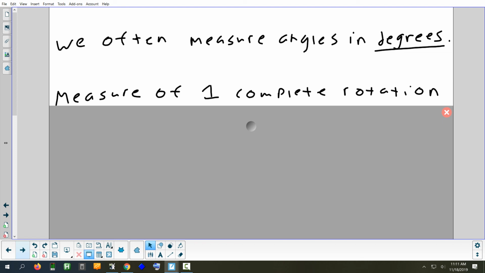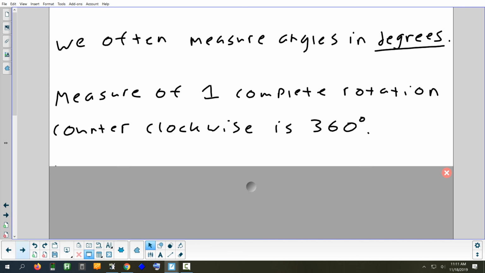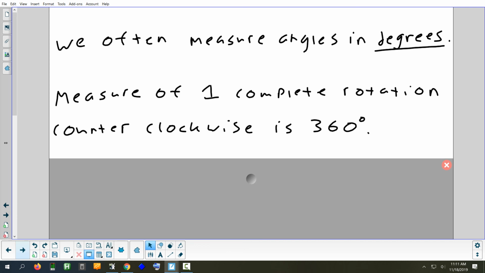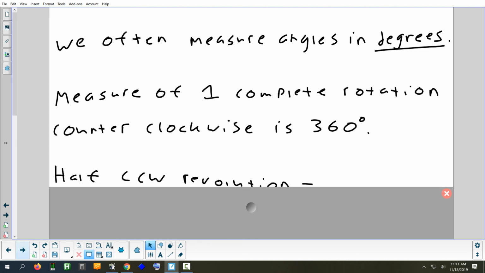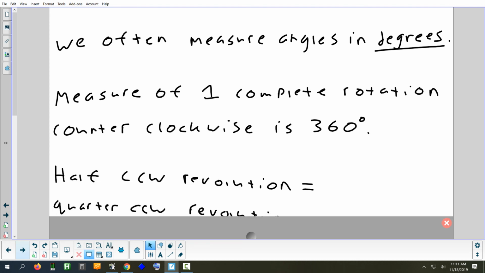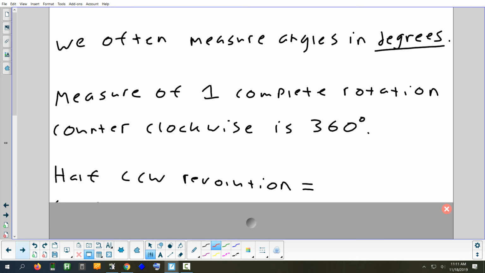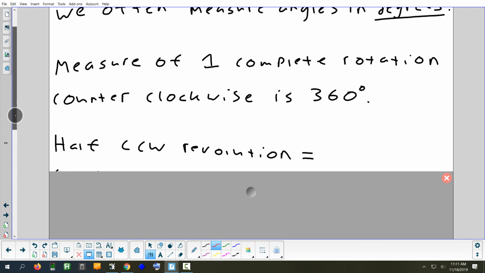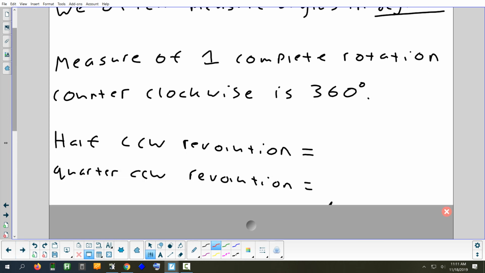Does anybody know, in a full rotation around a circle, how many degrees that is? 360. So a complete rotation in the counterclockwise direction is 360. The reason I say counterclockwise is because there are two directions you can move on a circle, clockwise and counterclockwise. Which way you go makes a difference. I'll talk more about it. Okay. How about a half revolution? Quarter? 90.